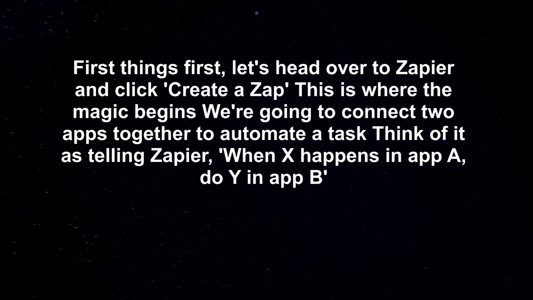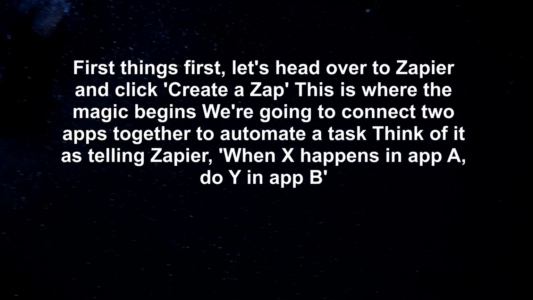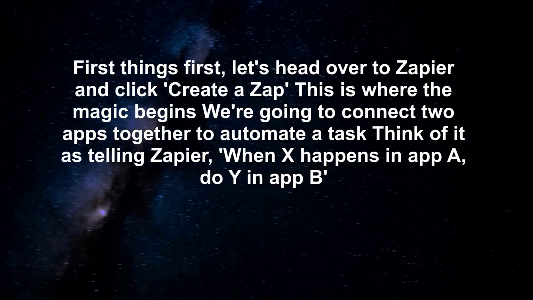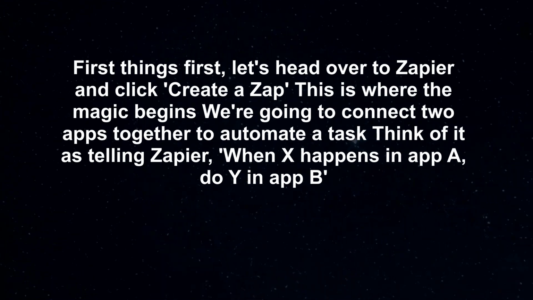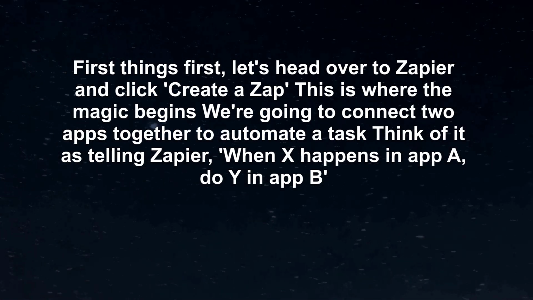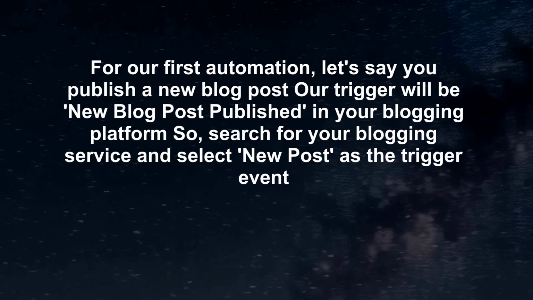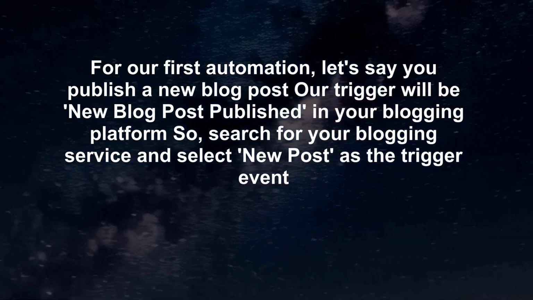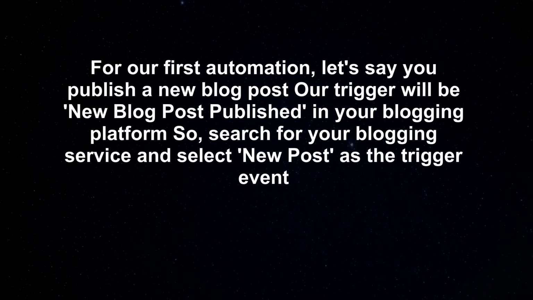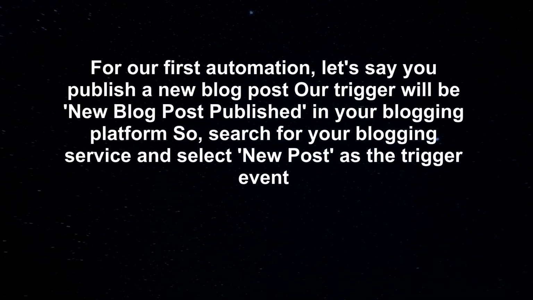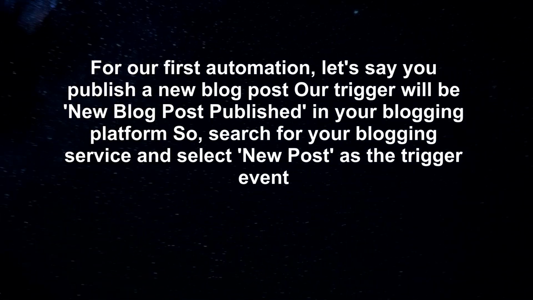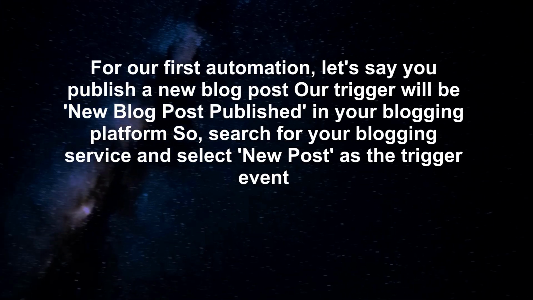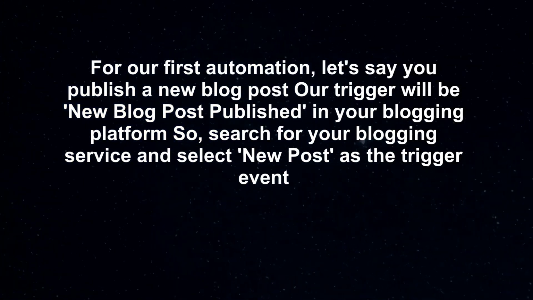This is where the magic begins. We're going to connect two apps together to automate a task. Think of it as telling Zapier, when X happens in app A, do Y in app B. For our first automation, let's say you publish a new blog post. Our trigger will be new blog post published in your blogging platform. So search for your blogging service and select new post as the trigger event.